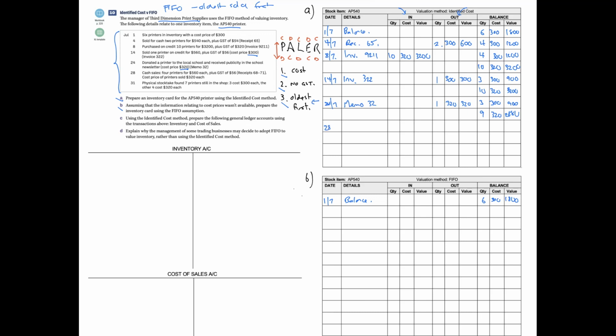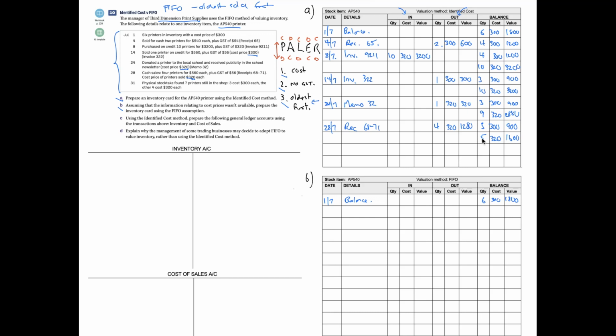We then move to the 28th. We'll go through some of them a bit quicker now because I think we're getting the gist of it. The 28th, we made a sale. 4 printers left our business, and they were the $320 ones. So we will now say receipt 68 to 71. We will write that all 4 were the $320 ones. That is $1,280 of inventory leaving us with still the 3 that cost us $300, $900, but we now have only 5 of the $320 ones, leading to $1,600.